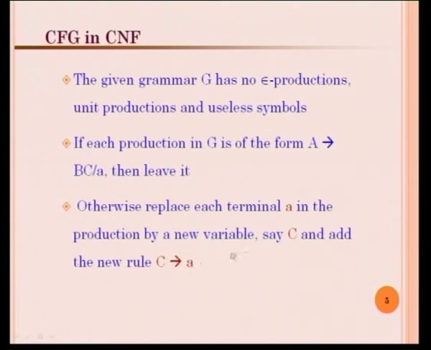So not only replacing the small a by C, but introducing the new production C derives small a is also very important. If you do not include the production C derives small a in the grammar, then after replacing small a by capital C, the C becomes a non-generating symbol. So to avoid that, we must include a new rule C derives small a.